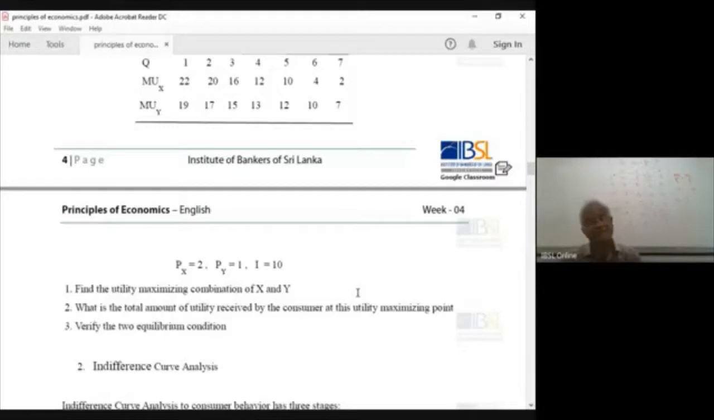First, 2 units of X give 42. Then what is the total? It is 86 plus 42.